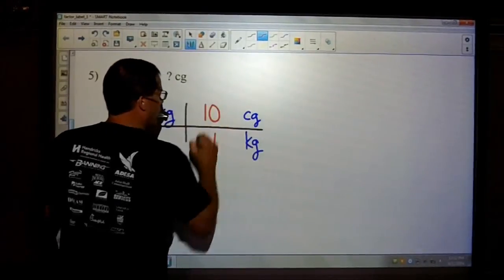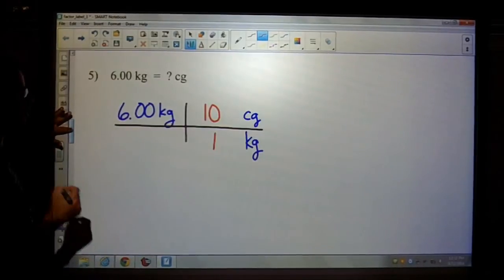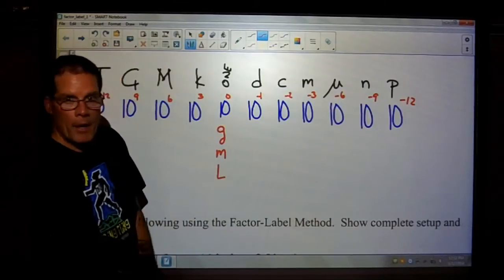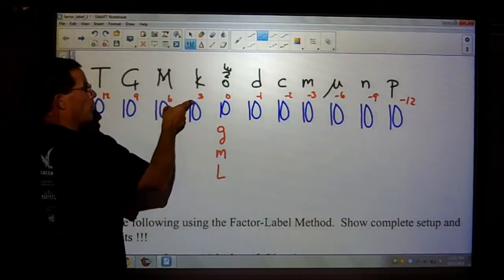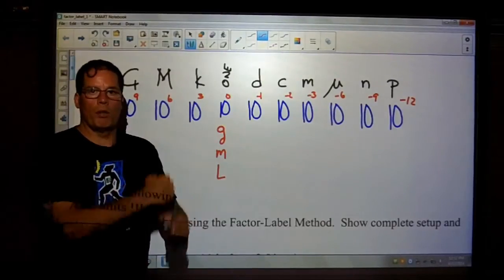And again, this is base 10 since it's metric. So we want to find out how many times we're going to move the decimal from kilo to centi. All right, so kilo is here. Now you might look at this and say, oh, there's a 3 there and there's a -2 there. So 3 plus a -2 is +1.